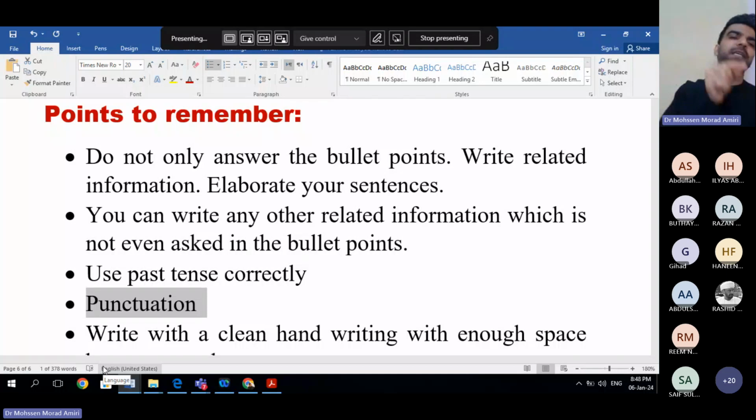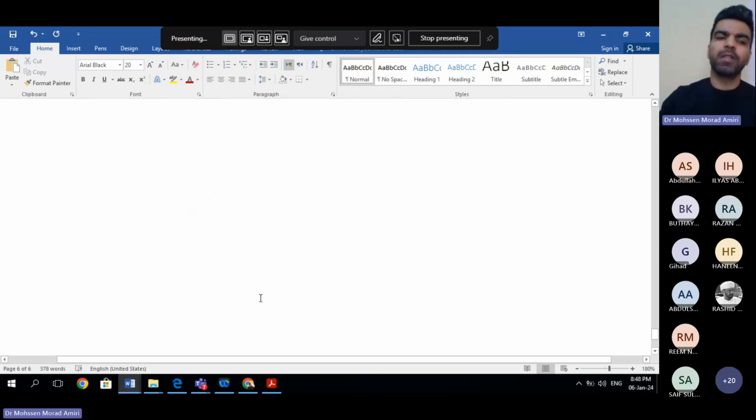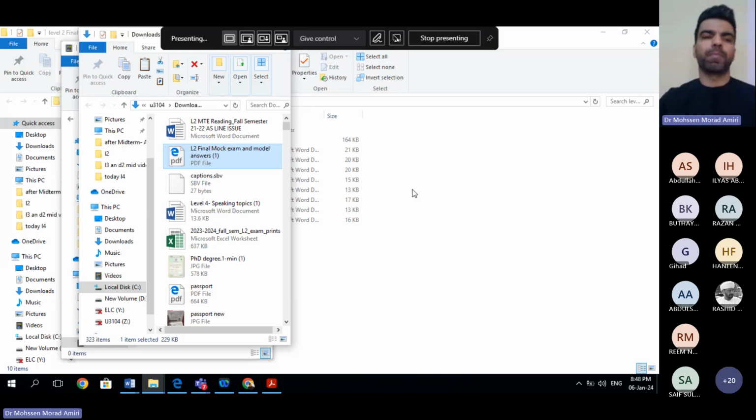Some students, they keep writing comma, comma, comma. Stop, handbrake. Why are you just going without the handbrake? Stop. When the sentence is finished, full stop. And after full stop, another sentence. Okay? Write with a clean handwriting, with enough space between words. Capital letters, small letters, all these things are super important.